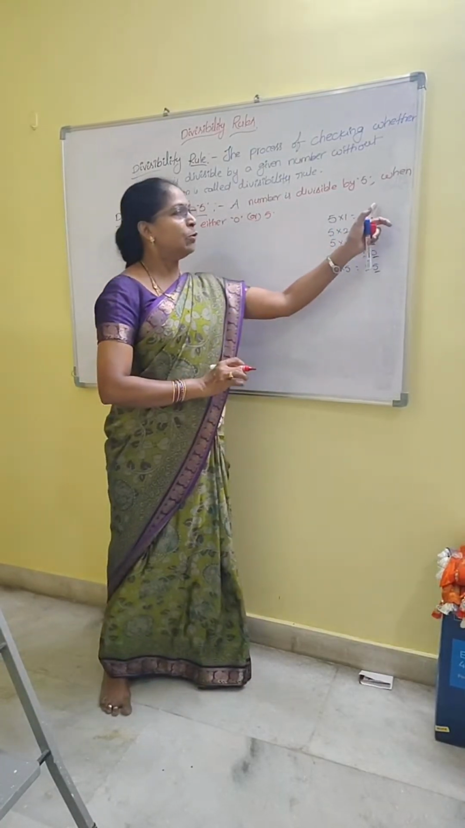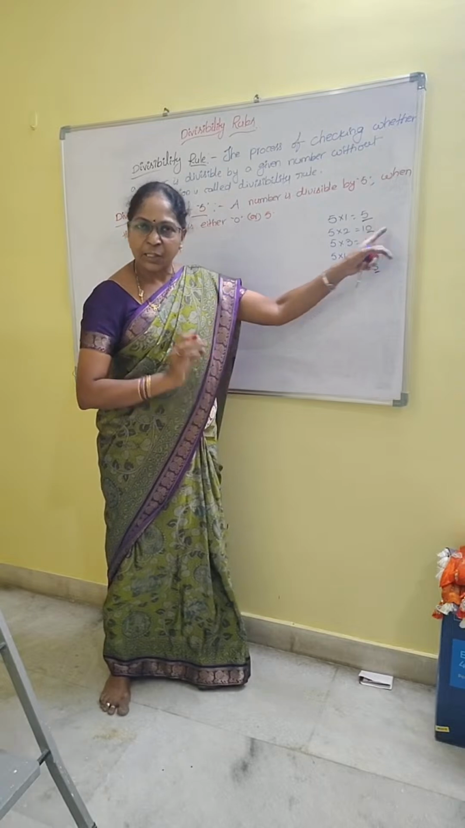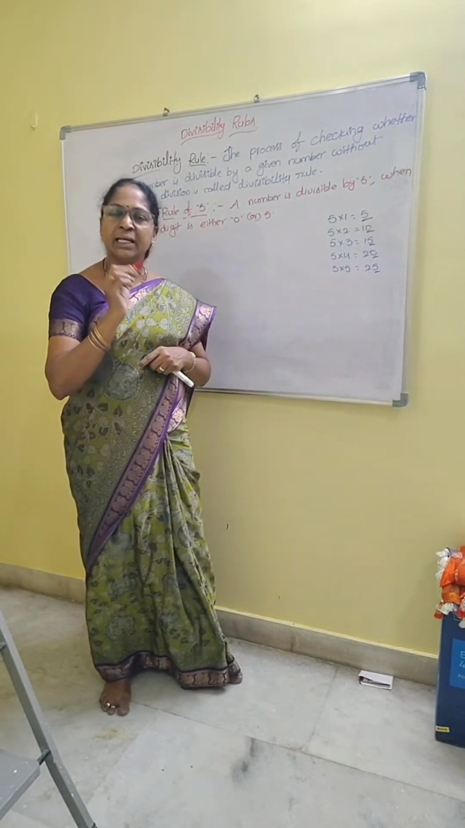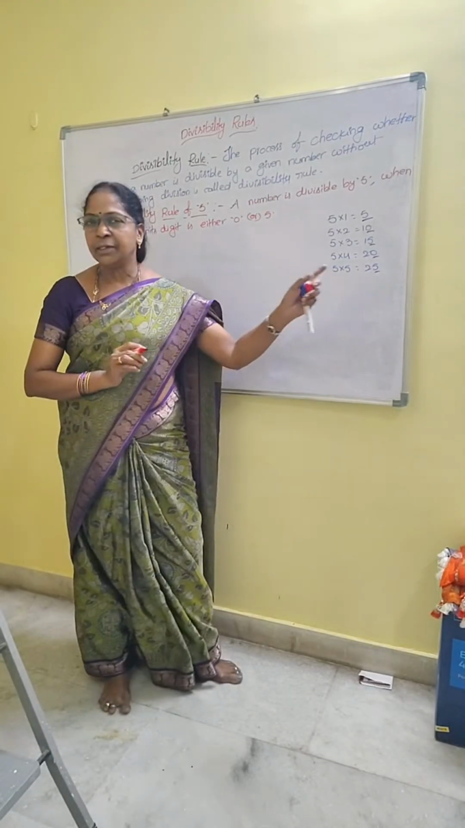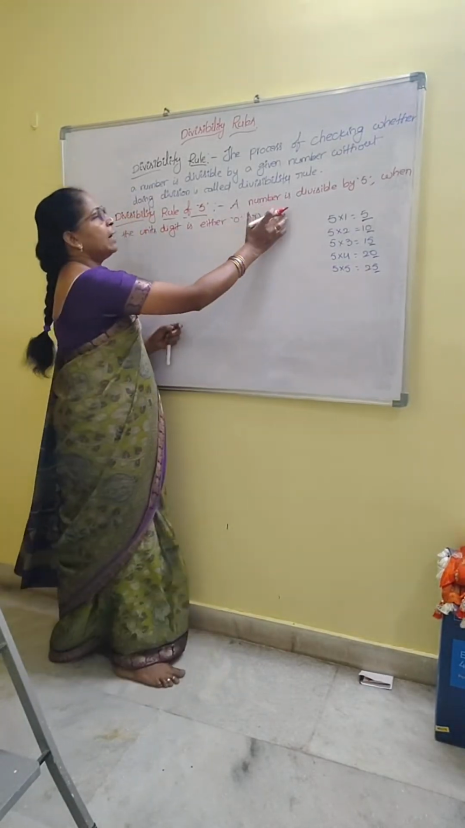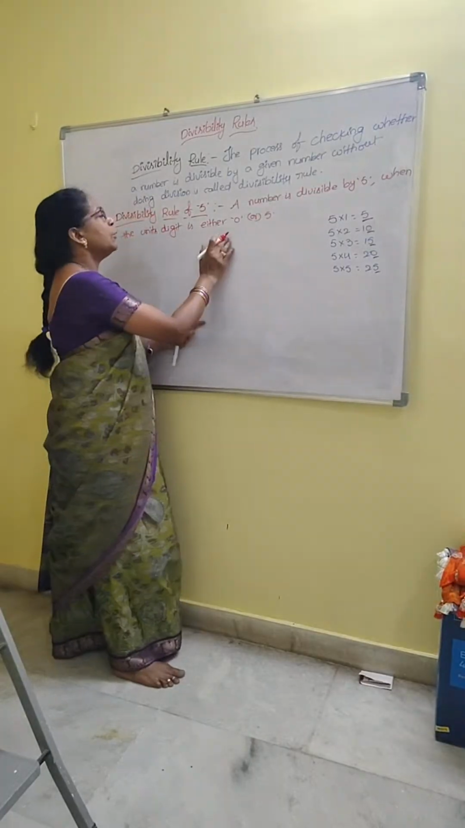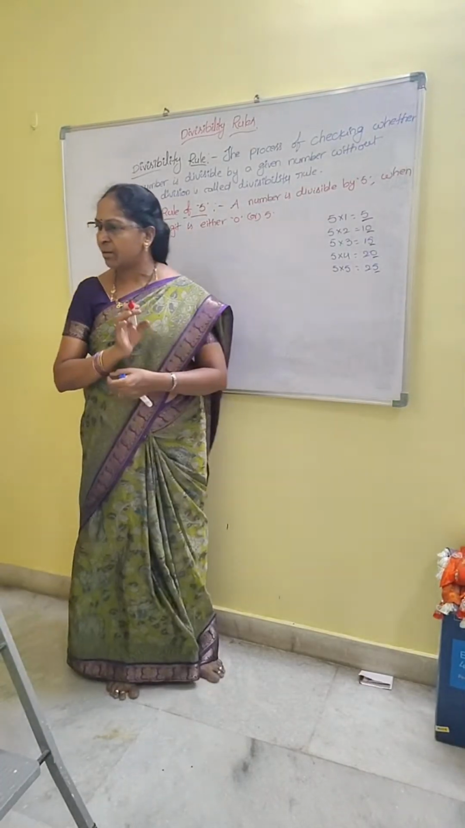That means if the unit digit's place of the number is either 0 or 5, then only the given number is divisible by 5. That is the divisibility rule of 5. So a number is divisible by 5 when the unit digit is either 0 or 5.